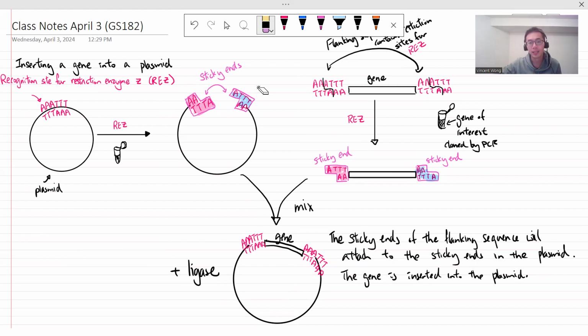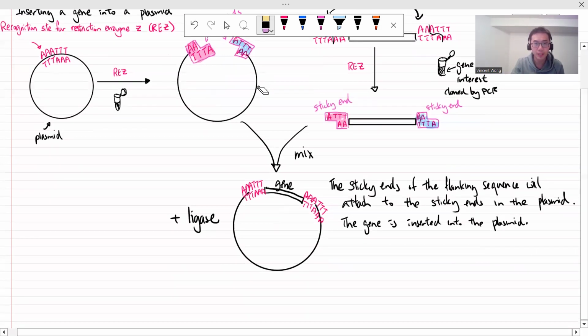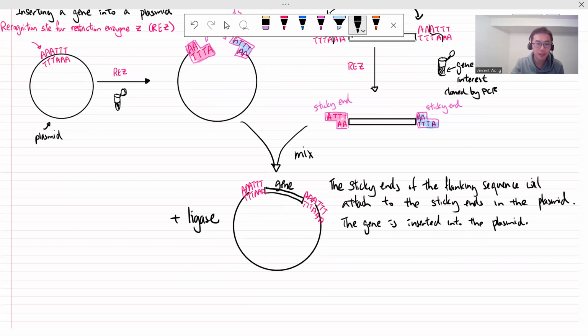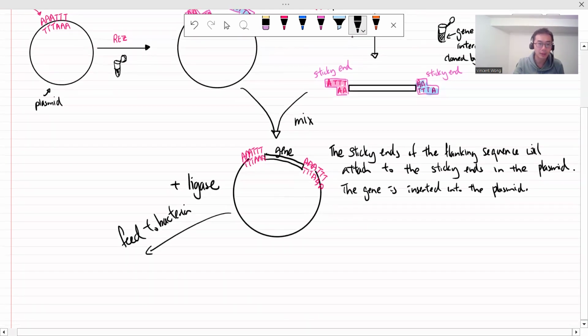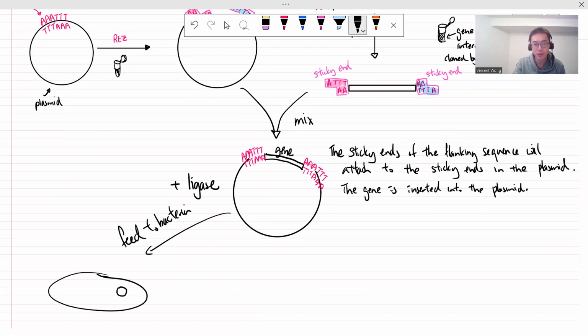All right. So then we're gonna feed this to the bacteria. And so now the bacteria is gonna have the plasmid in it. And whatever the gene is, let's say the gene is insulin, then now the bacteria is gonna pump out insulin. Okay. And then you can collect it from the solution. That's how you do it.